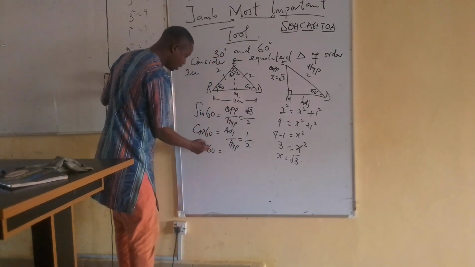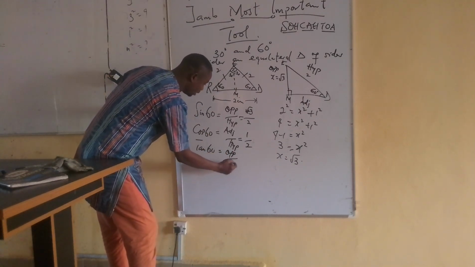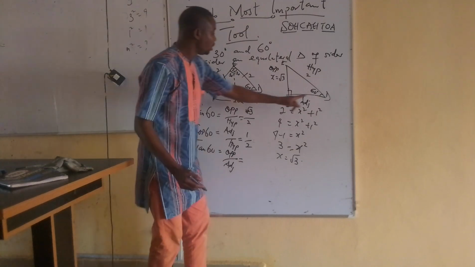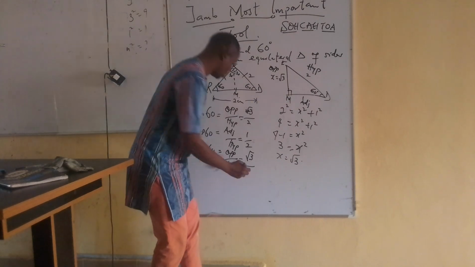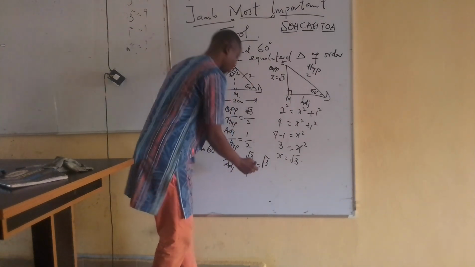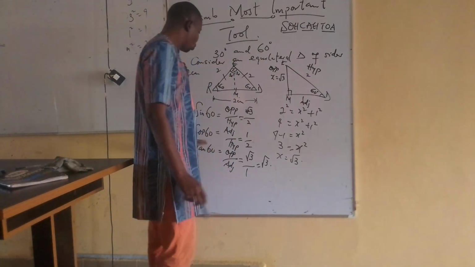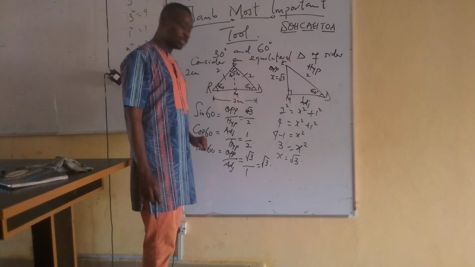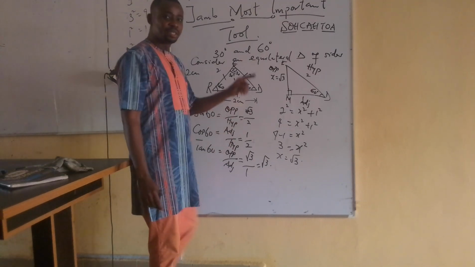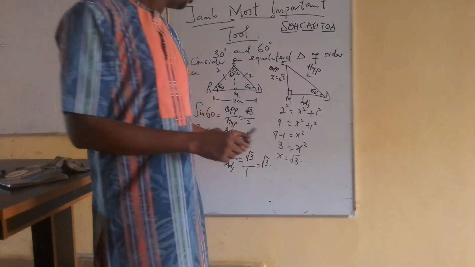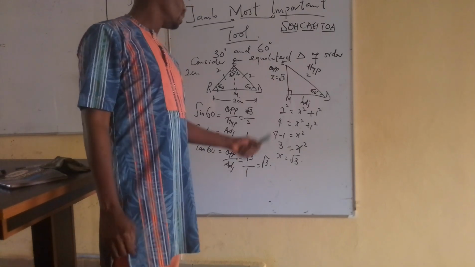Number 3 is TOA, which is tan 60. Opposite over adjacent, which is opposite root 3 over adjacent 1, which will give us root 3. That's the first thing you do. If you look at this statement now, you will see that sine 60 is equal to root 3 over 2, cos 60 is equal to 1 over 2, and tan 60 is equal to root 3. Please, I want you to follow this. Next video, you will see how to find sine 30, cos 30, and tan 30.